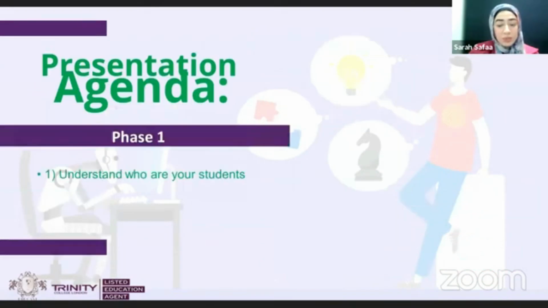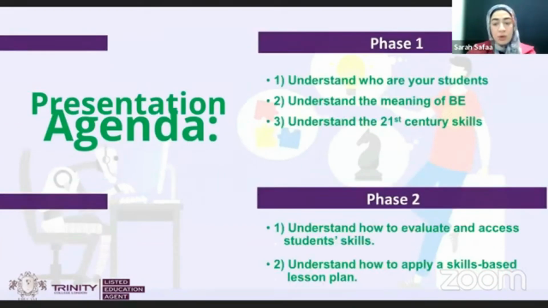Starting with phase 1, I'm going to share it again with you in case you didn't catch the titles. We have: understand who your students are, which is very important; understand the meaning of the term business English; and understand 21st century skills. Then we will dive into the second phase: understand how to evaluate and assess student skills, which is very important, and then how to apply a skills-based lesson plan.